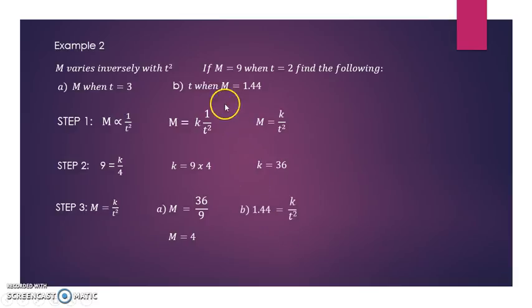And part B, we're going to find t when m is 1.44. So here we're going to put 1.44 is equal to our constant divided by t squared. We know the constant is 36, so t squared equals 36 divided by 1.44. I've just multiplied both sides by t squared and divided by 1.44. So t will be the square root of 36 divided by 1.44. t is 5.